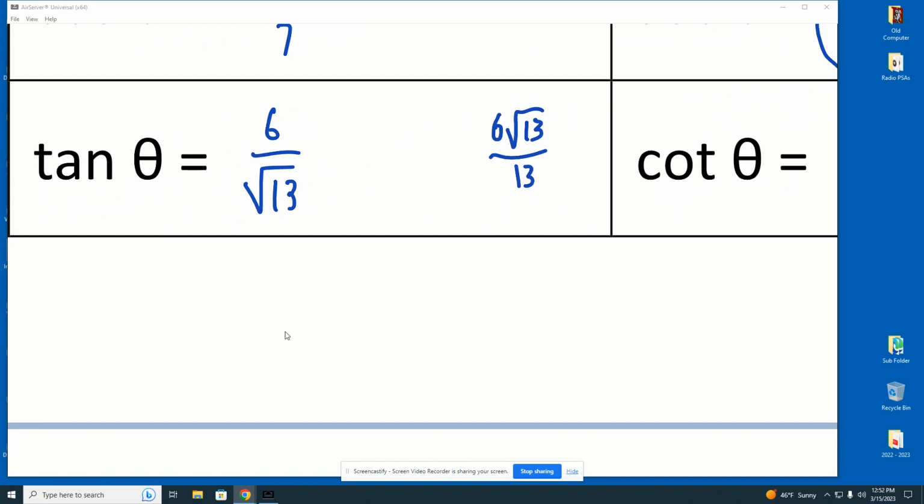Then on Friday we're going to use Trig. We're going to figure some stuff out because we know Trig. We know SOH CAH TOA.